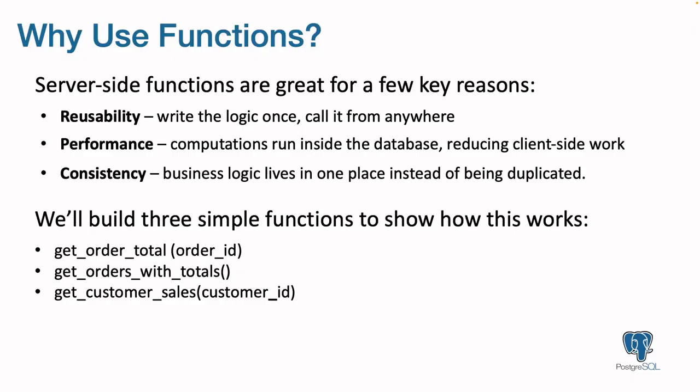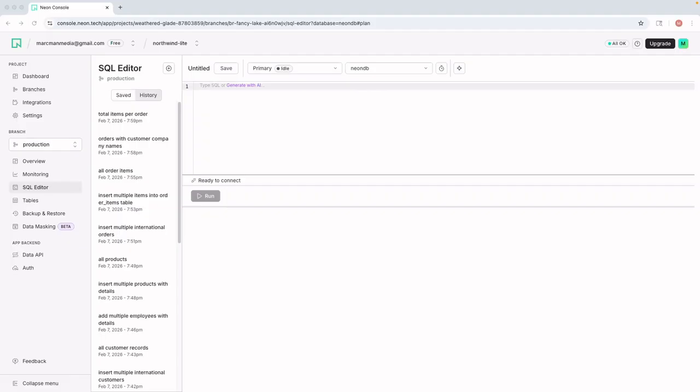In this episode, we'll build 3 simple functions to show how this works in practice. Get order total, which takes in the order ID parameter. Get orders with totals. And then get customer sales, which takes in a customer ID as a parameter. Let's get back to our Neon console and SQL editor so we can type in our first function.